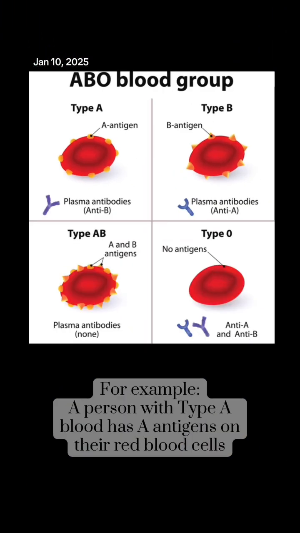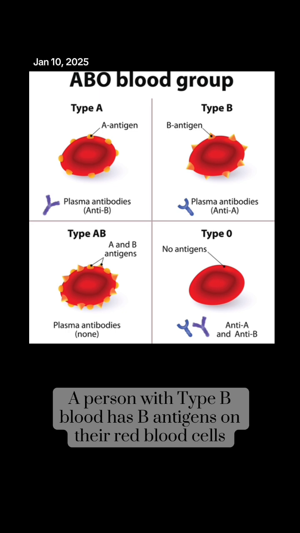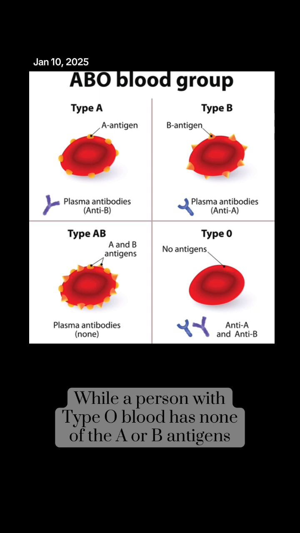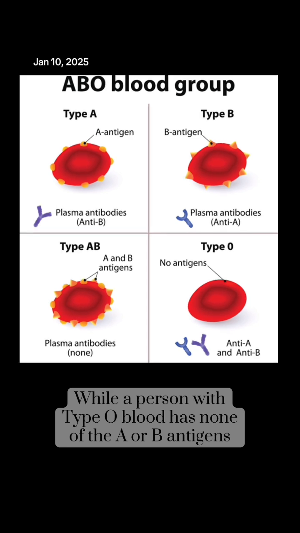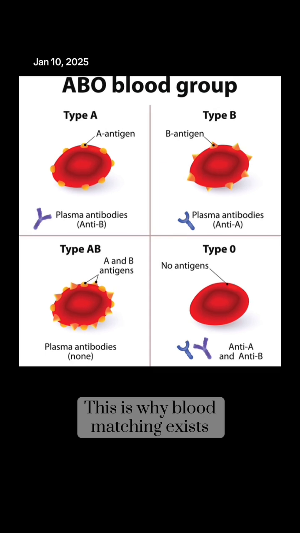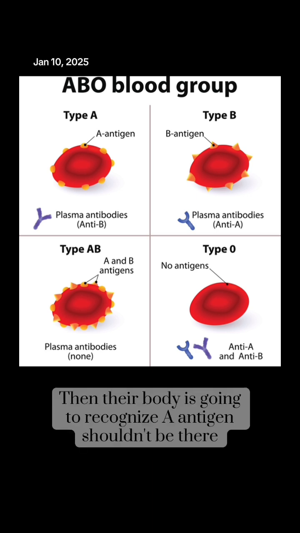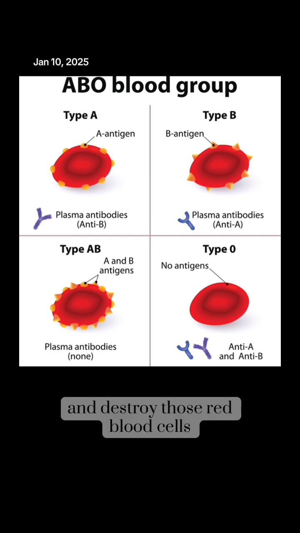For example, a person with type A blood has A antigens on their red blood cells. A person with type B blood has B antigens on their red blood cells. A person with AB blood has A and B antigens, while a person with type O blood has none of the A or B antigens. This is why blood matching exists. Because if a person with type O blood is given blood from a patient with type A, then their body is going to recognize A antigen shouldn't be there and destroy those red blood cells.